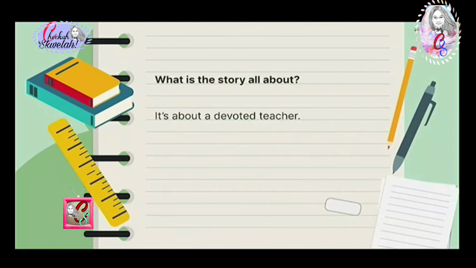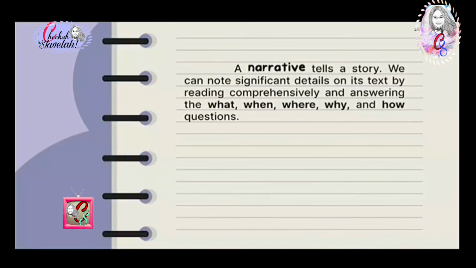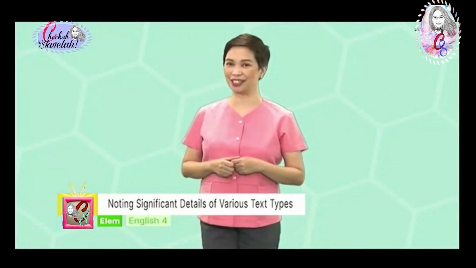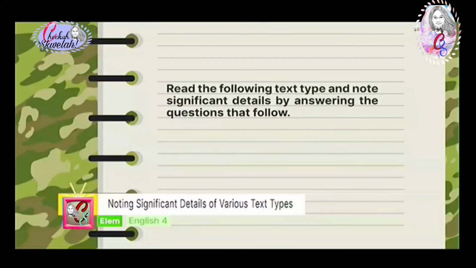Great going, children. A narrative tells a story. We can note significant details on its text by reading comprehensively and answering the what, when, where, why, and how questions. Before our lesson ends, here is one last activity for you to practice on. Have fun and good luck! Read the following text type and note significant details by answering the questions that follow. Write the answers on your answer sheets.